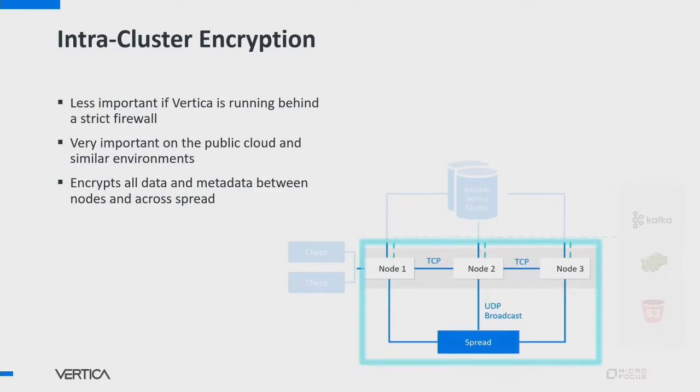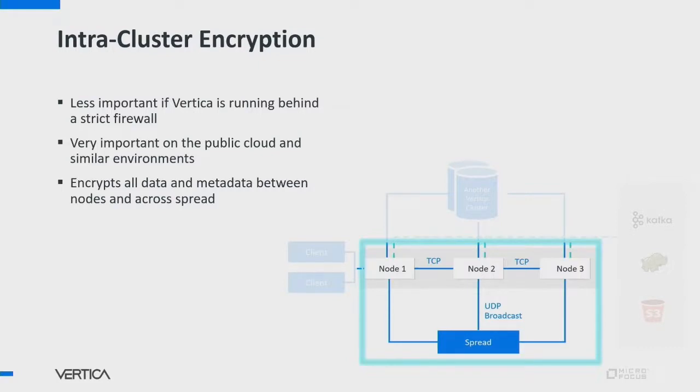Intra-cluster data flow security is not critical if Vertica is running behind a strict and highly protected firewall, but it becomes highly important once the cluster is installed in a public cloud. Within a Vertica cluster, there are two channels. The control channel is used to exchange plan information and distribute calls. It is implemented using Spread and the UDP protocol. The data channel is used to exchange table data and is implemented using the TCP protocol. TLS internode encryption can be enabled for Spread and the data channel. By default, both are disabled.